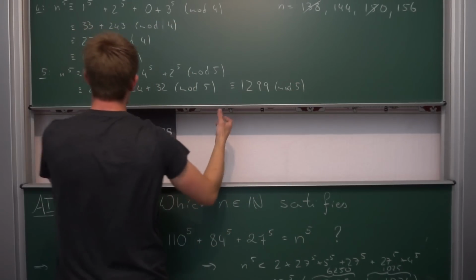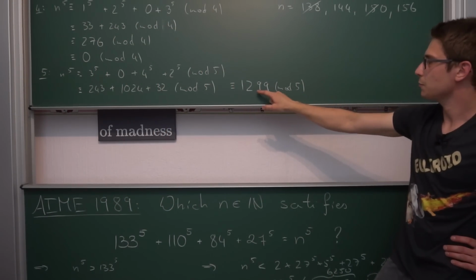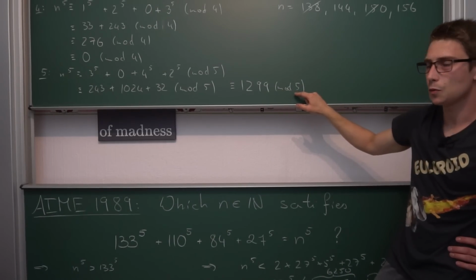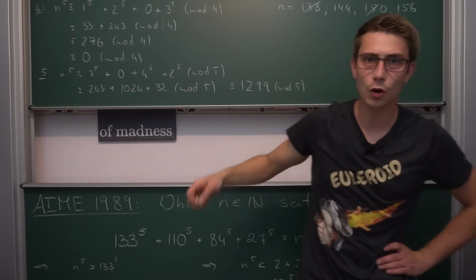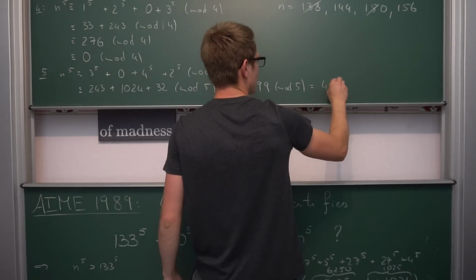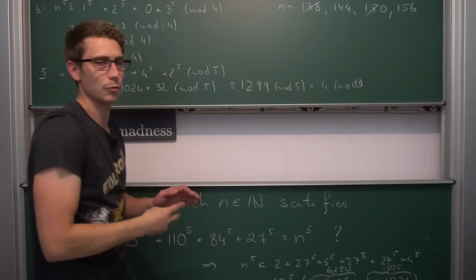Hope I didn't mentally mess up, but this should be correct. Now, what does it mean for something to be blah blah blah modulo 5? We can either say that we are going to get 4, obviously, since 1300 is above. This is 4 mod 5.